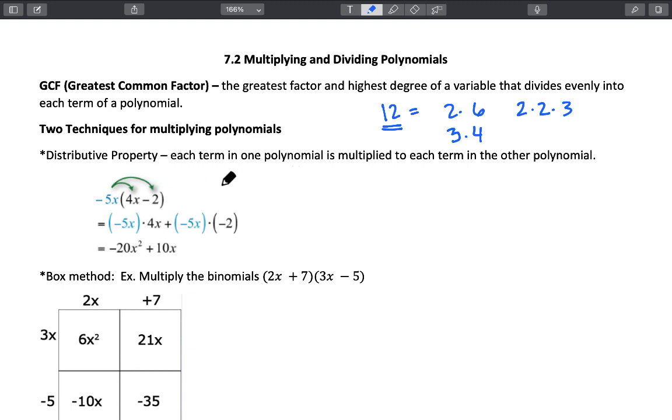But before we get to that, let's talk about multiplying polynomials. And there's two techniques for that. The distributive property, which you are familiar with. And remember, when we distribute with polynomials, each term in one polynomial must be multiplied to each term in the other polynomial. And you'll see how that goes as we do a few examples.